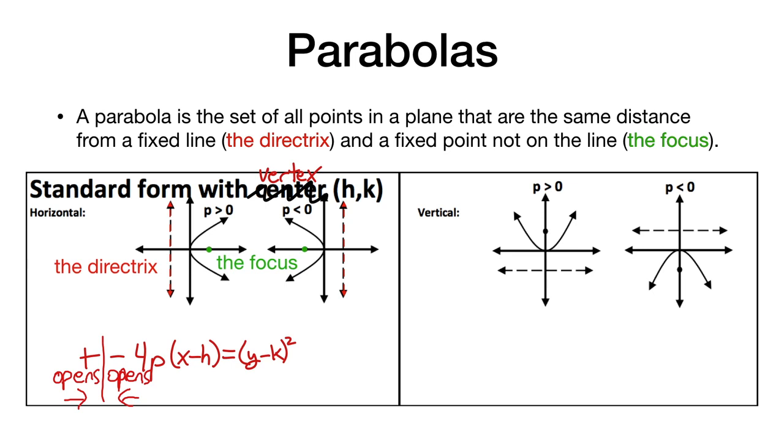Now let's talk about vertical. With vertical, you can see that we have a directrix on each. Whenever it opens up, the directrix is below. Whenever it opens down, it's above. Then we also have a focus, and just like last time, it appears that the parabola is eating it. So if the focus is above, it opens up. If the focus is below, it opens down. And here's our formula now: 4p times (y minus k) equals (x minus h) squared.